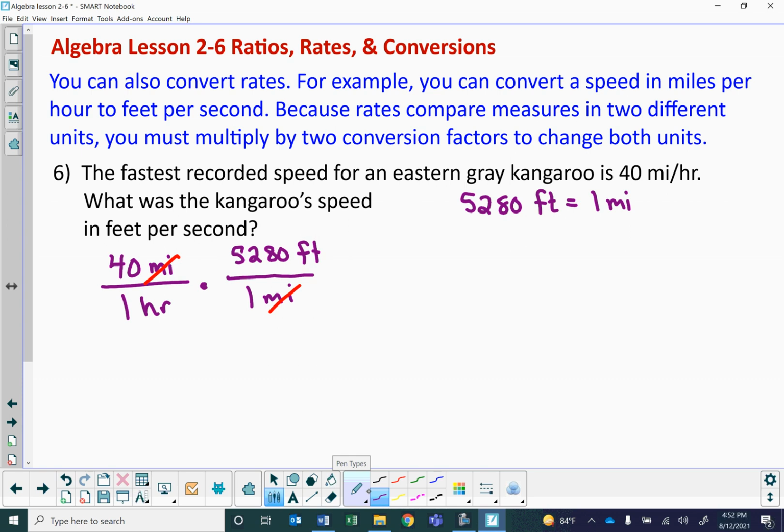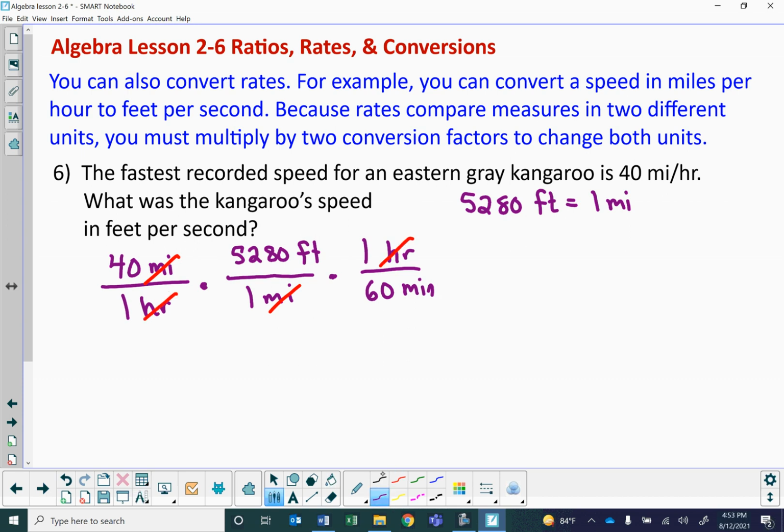So now we've got feet per hour. I need feet per second. So now I need to change my hours to seconds. Well, there are 60 minutes in an hour. So I'm going to say that 1 hour is equal to 60 minutes. Now my hours have canceled out.